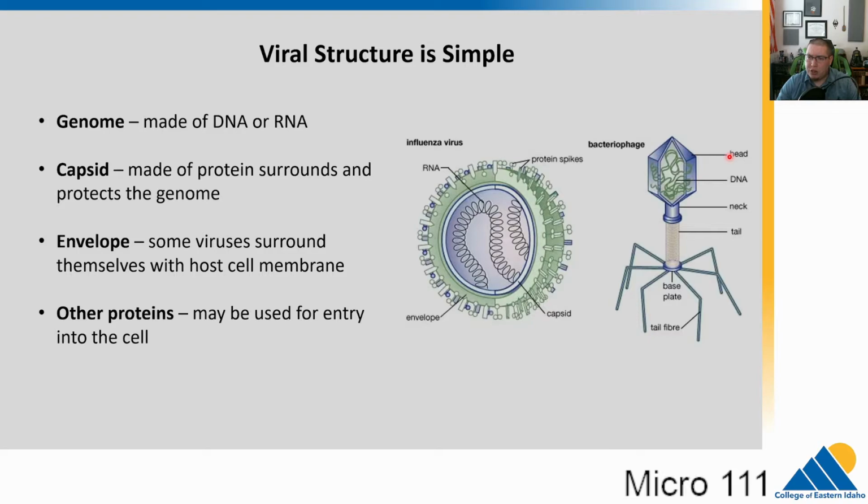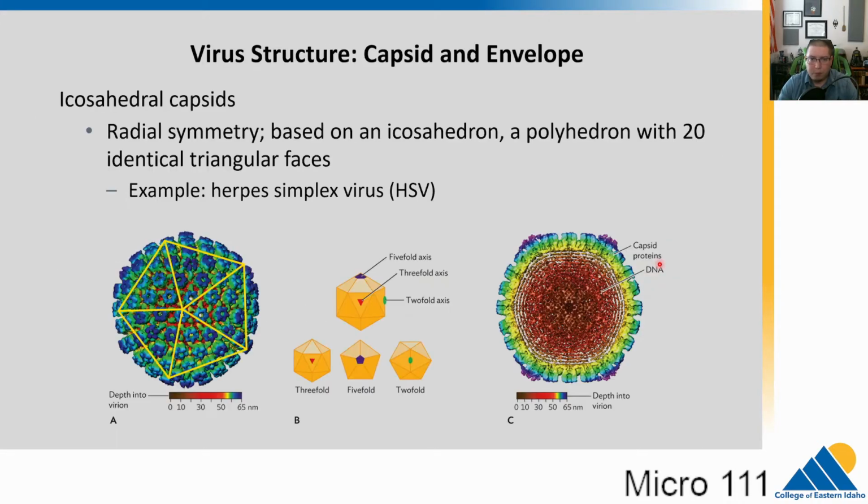Something like a phage has a capsid. Its genome is contained inside of the capsid. It might have this little neck and tail and these tail fibers that help it inject its genetic material into a bacterial cell. So very small amount of components there.